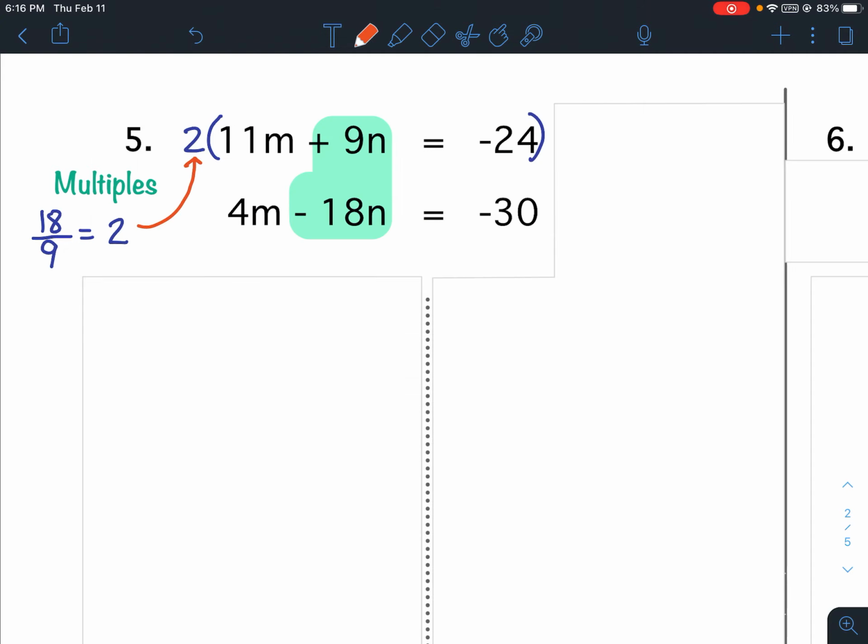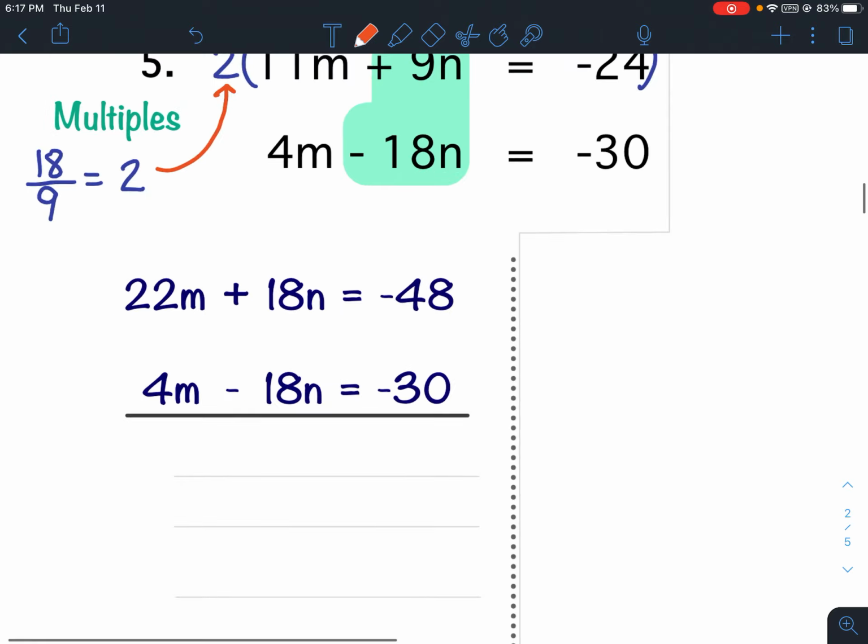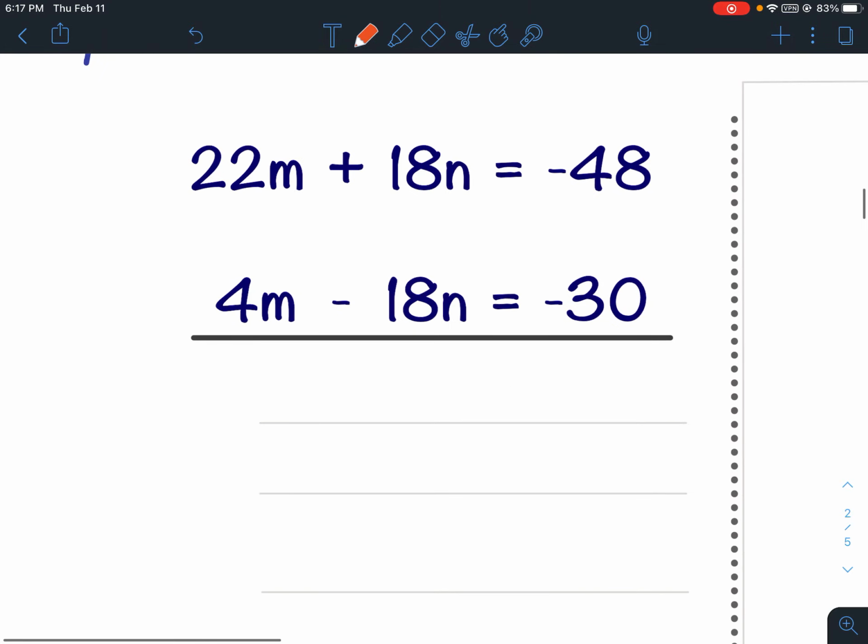So 2 times 11m would give me 22m. 2 times 9n would give me 18n. And 2 times negative 24 would give me negative 48. So 22m plus 18n equals negative 48. And then on the bottom, 4m minus 18n equals negative 30. All right. Pause your video, get those equations written down.